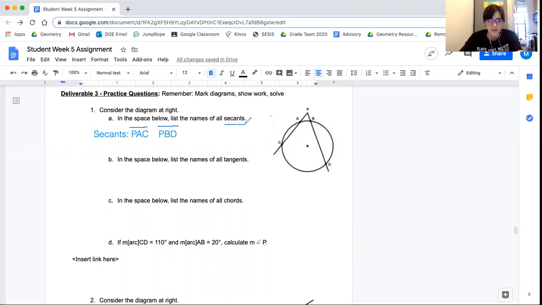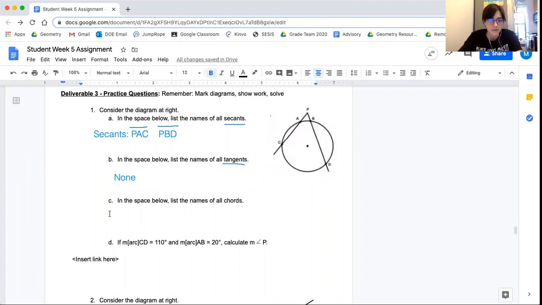Then in part B, I'm asked to list all the names of the tangents. Tangents are lines that are outside the circle. I don't see any lines that are outside the circle. It would look something like, it's a terrible line, but something like that, hitting the circle at 1 point. I don't have that. So I would just write none.